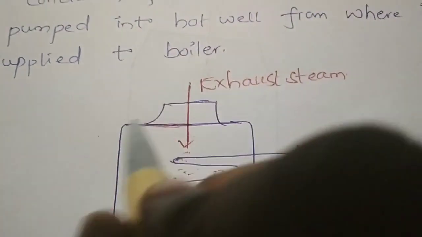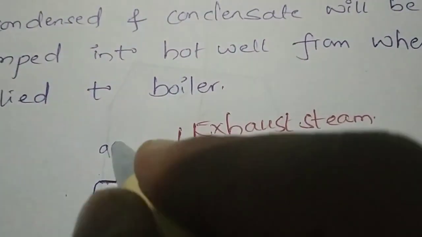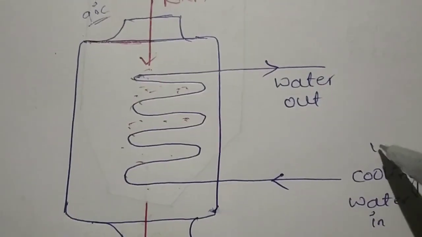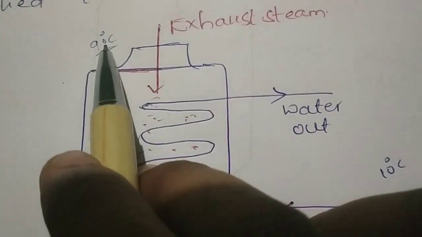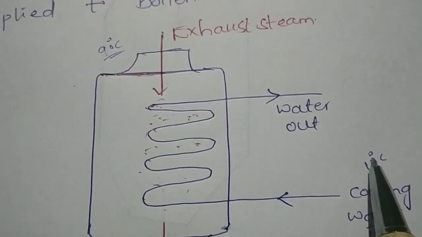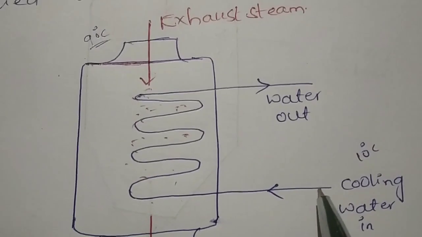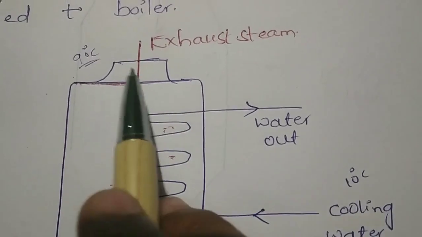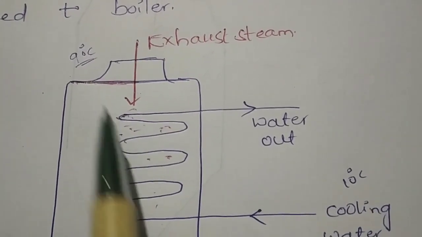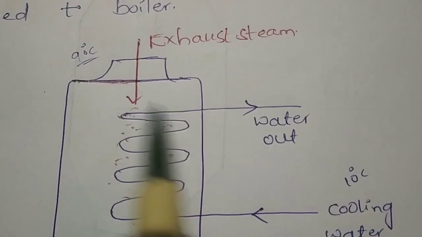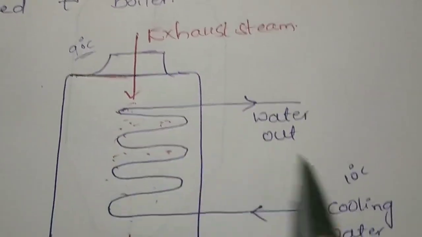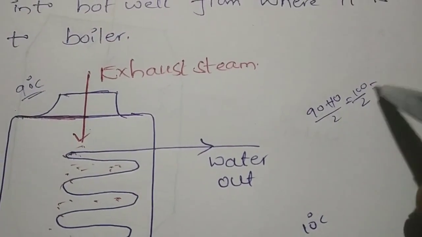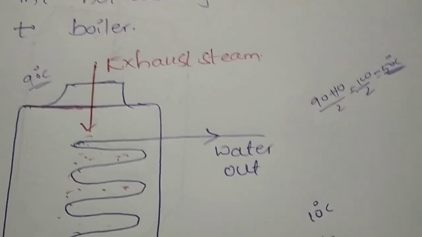For example, just assume the steam is at 90 degrees Celsius and this cooling water is at, for example, 10 degrees Celsius. That means the heat will transfer from the body at high temperature to the body at low temperature. Therefore, the cooling water that is circulating will take the heat from the steam. Whenever it is taking heat from the steam, then what will happen? The heat will be transferred until they reach an equal temperature. For example, it is 90 and 10, so the equal temperature is 90 plus 10 by 2, that is 100 by 2, up to 50 degrees Celsius, the heat transfer takes place.